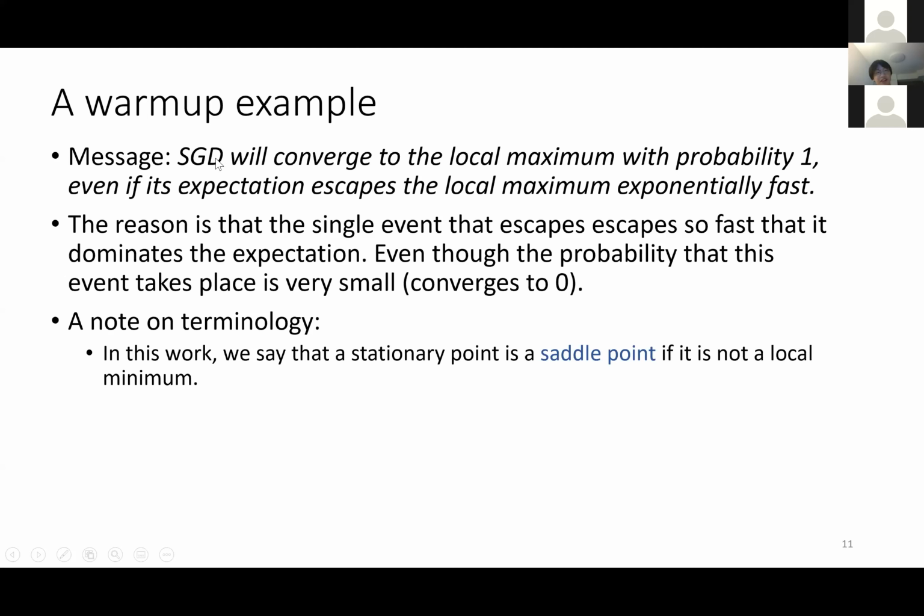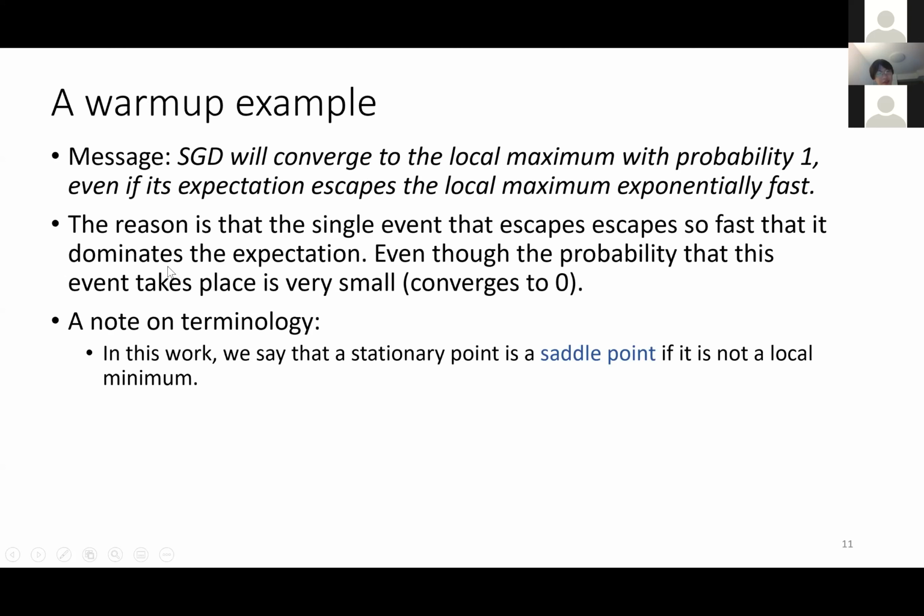So the message here is that SGD will converge to the local maximum with probability 1, even if its expectation escapes the local maximum exponentially fast. The reason is that the single event that escapes is so fast that it dominates the expectation, even though the probability that this event takes place is very small.